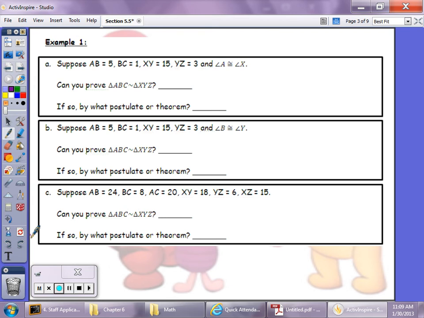So example 1 states, suppose AB equals 5, BC equals 1, XY equals 15, YZ equals 3, and angle A is congruent to angle X. Can we prove that triangle ABC is similar to triangle XYZ? So let's start by drawing triangle ABC and labeling AB 5 and BC 1.